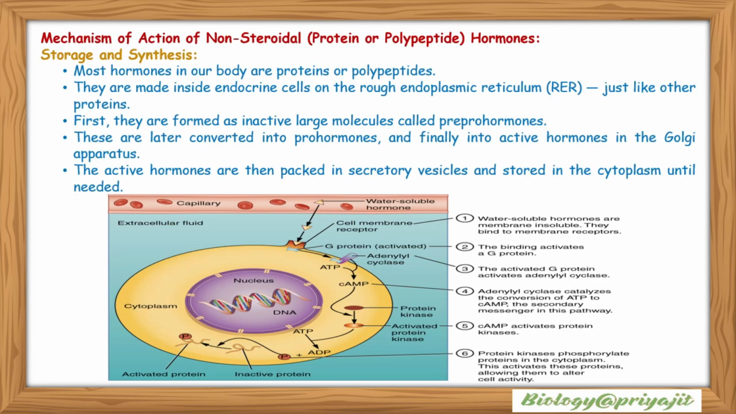So, mechanism of action of non-steroidal, that is protein or polypeptide hormones. Storage and synthesis. Most hormones in our body are proteins or polypeptides in nature. They are basically made inside endocrine cells on the rough endoplasmic reticulum, just like other proteins. Firstly, they are formed as inactive large molecules called pre-prohormones. These are later converted into prohormones and finally into active hormones in the Golgi apparatus. The active hormones are then packed in secretory vesicles and stored in the cytoplasm until needed.